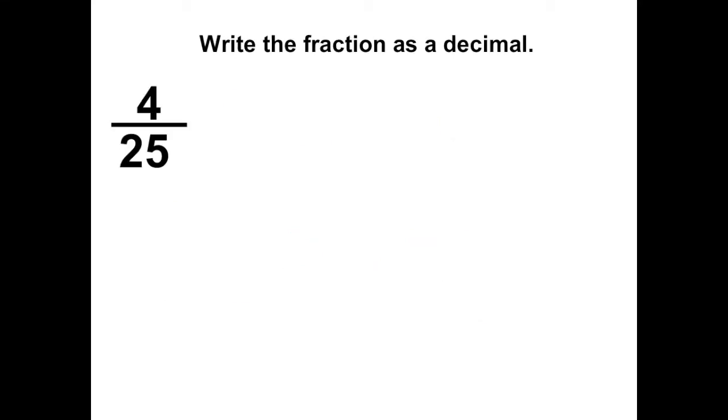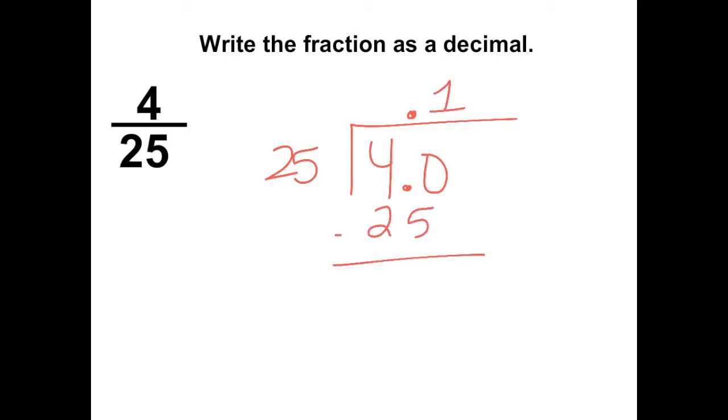Write the fraction as a decimal. First, we can divide the numerator by the denominator, and 25 can't go into 4, so we have to add a decimal and a 0. Don't forget to carry up the decimal. 25 goes into 40 one time, which equals 25. If we subtract, we have to borrow. We get 15. Add a 0, bring it down.